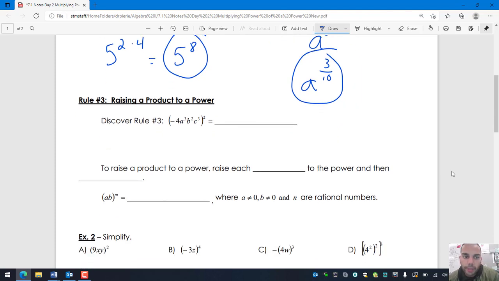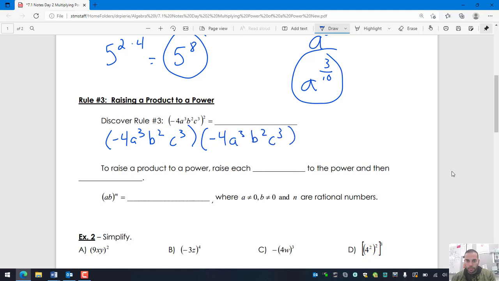All right, for the next one, if we're raising a product to a power, for example 3 here, we've got this ugly -4a cubed b squared c cubed, and everything inside of here is being raised to the second power. So this entire thing inside my parentheses, there's going to be 2 iterations of that. If we were to write that as a multiplication question, it would look like -4a cubed b squared c cubed, but just 2 iterations of it. So the exact same thing over again: -4a cubed b squared c cubed.